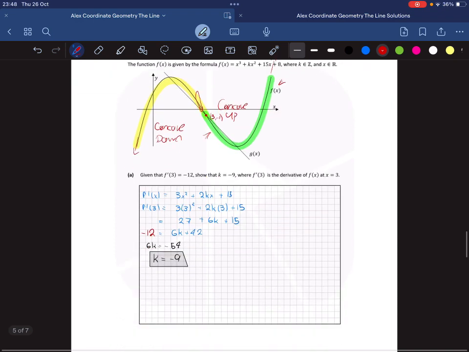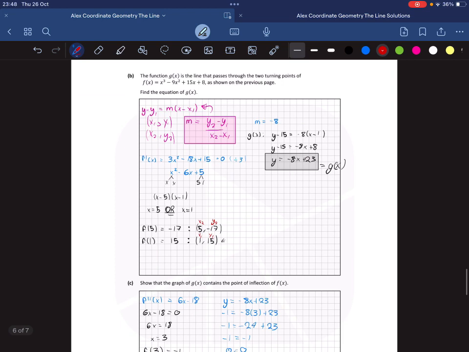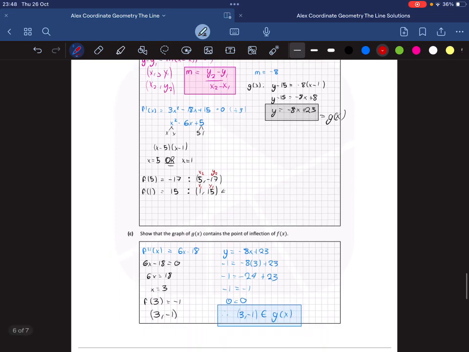So to recap, question 1, we have to use the fact that f prime of 3 is equal to negative 12. If you just sub all that in, you'll be able to solve that k is equal to negative 9. Question 2, we're finding the equation of g of x. So first of all, we need to figure out the two turning points. So it's f prime of x is equal to 0. Solve for x. Whatever value of x we have, we just sub it straight back into f, and that gives us the corresponding y values. Those y values gave us the slope, and then we just choose a point, use the slope, stick it back into the equation of a line formula, which gave us g of x.